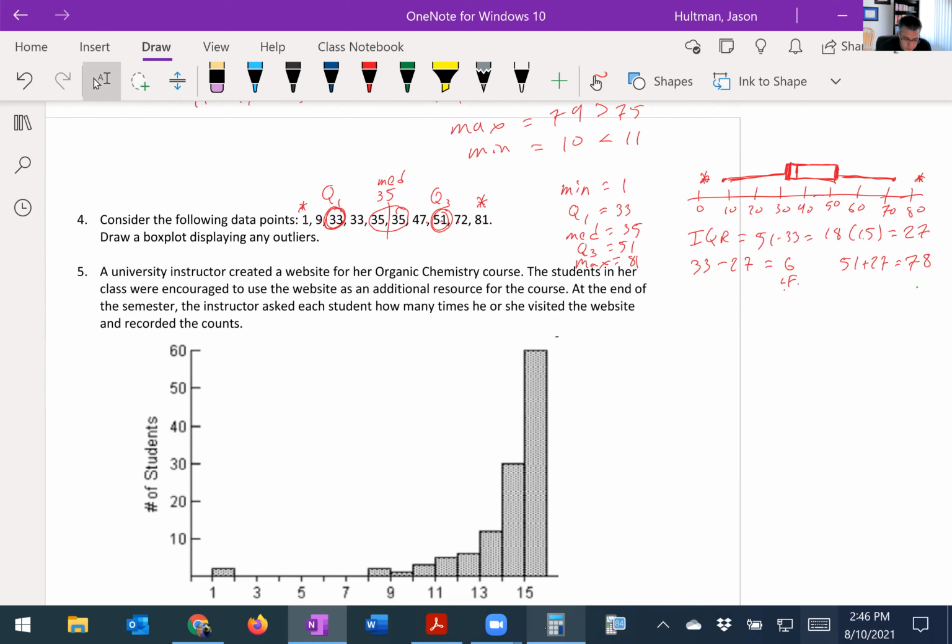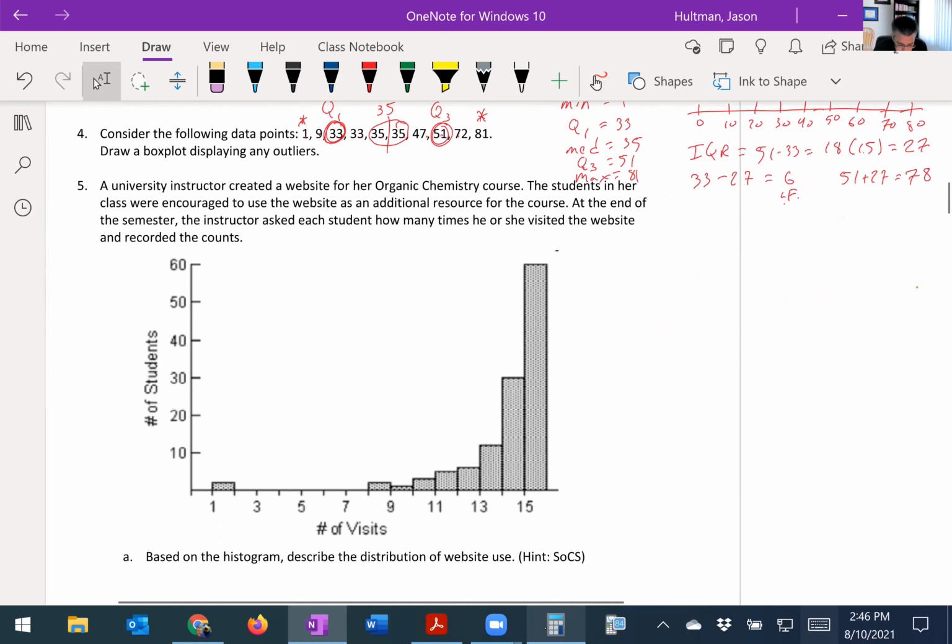Okay, number 5. A university instructor created a website for her organic chemistry course. The students in her class were encouraged to use the website as an additional resource for the course. At the end of the semester, the instructor asked each student how many times he or she visited the website and recorded the counts.